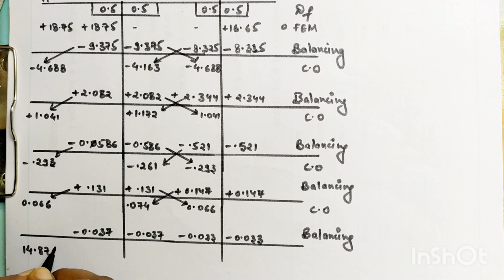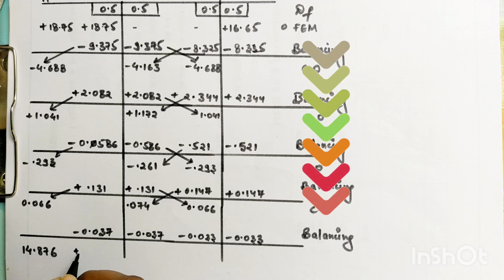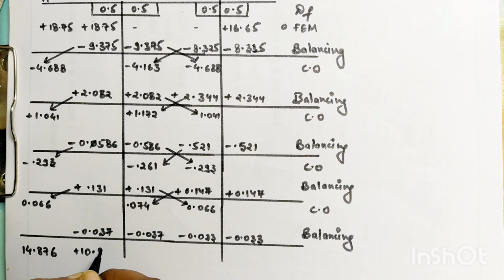Now we'll be summing up all the columns we have. You have to make sure that at B and C supports, the moments come out equal and opposite, that is positive and negative.